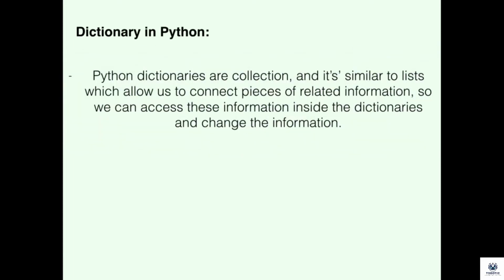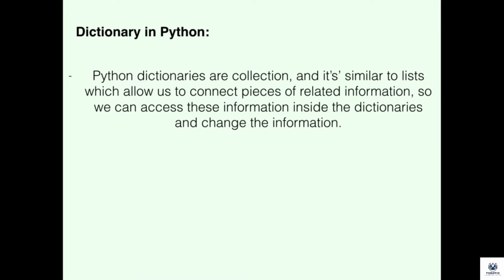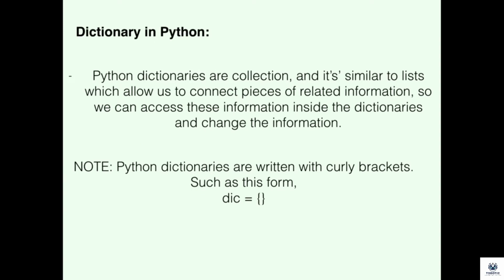Python dictionaries are collections, and they are similar to lists, which allow us to connect pieces of related information so we can access this information inside the dictionaries and change the information. Note: Python dictionaries are written with curly brackets, such as this form, dic equals curly brackets.